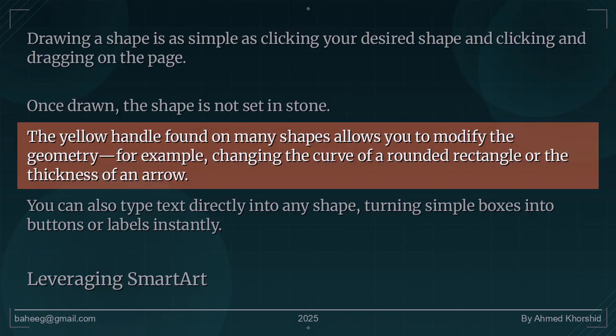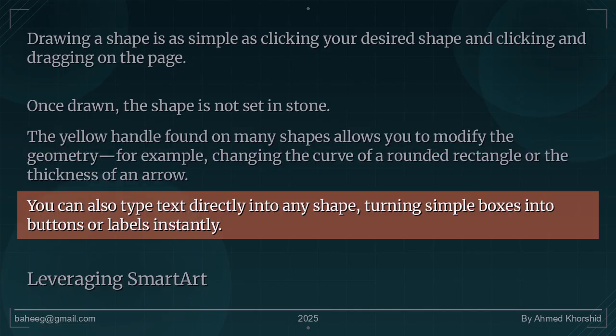The yellow handle found on many shapes allows you to modify the geometry, for example, changing the curve of a rounded rectangle or the thickness of an arrow. You can also type text directly into any shape, turning simple boxes into buttons or labels instantly.